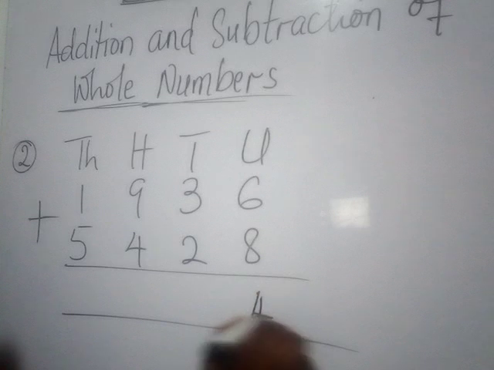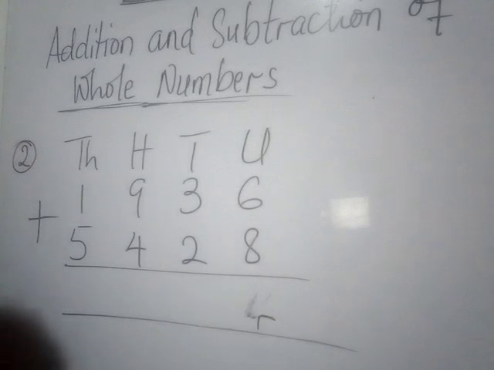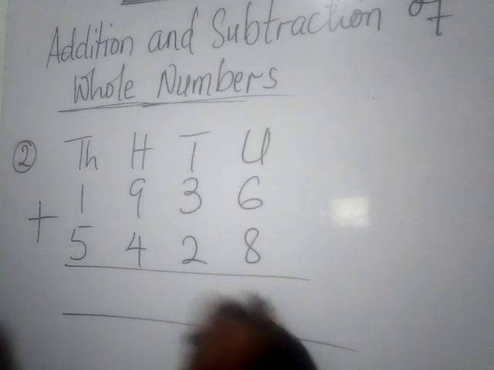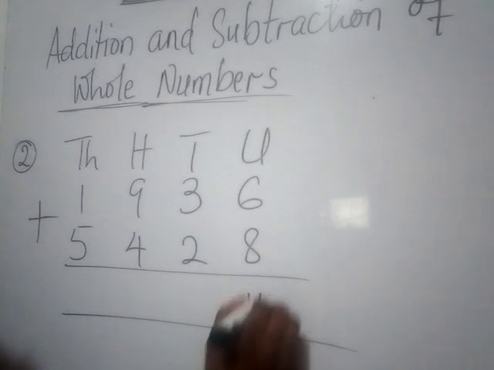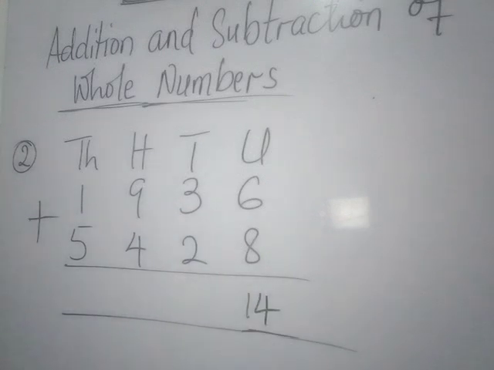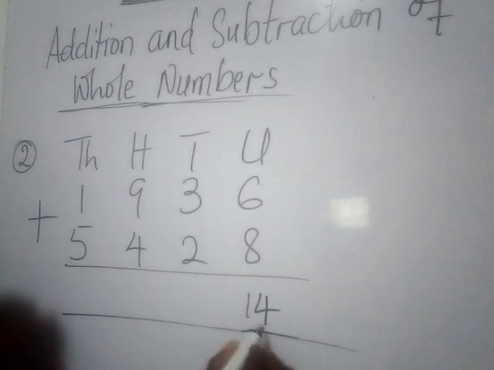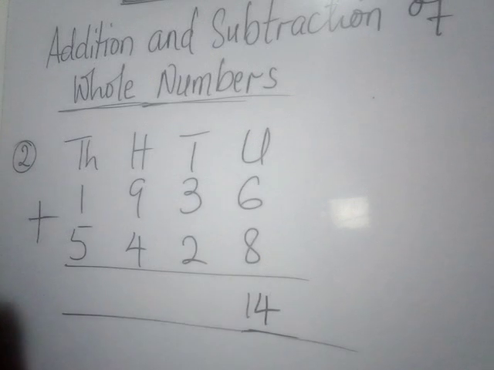Okay, let me write my 14. You tell me if I'm right or wrong, okay? So 6 plus 8 is 14. So that's my 14. Does it look right? I don't think it looks right. Remember we said we can't have 2 digits under 1 column. So what are we going to do? We keep the units and we move the tens.